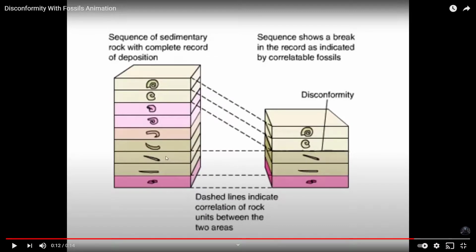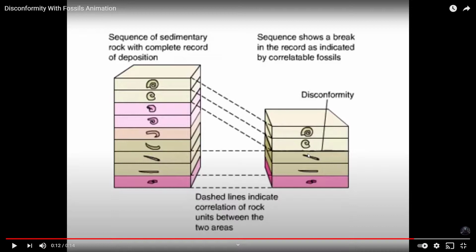So you have the first 3 rock layers on the left, you have the same 3 on the right, and then you can see that this whole section of, let's see, 1, 2, 3, 4 rock layers are present in the left and they're not present in the right, and that's because they were eroded away. They used to be here, they were eroded away. And using fossils, we can recognize that there is a big gap in geologic time there. Fossils are great for recognizing disconformities.